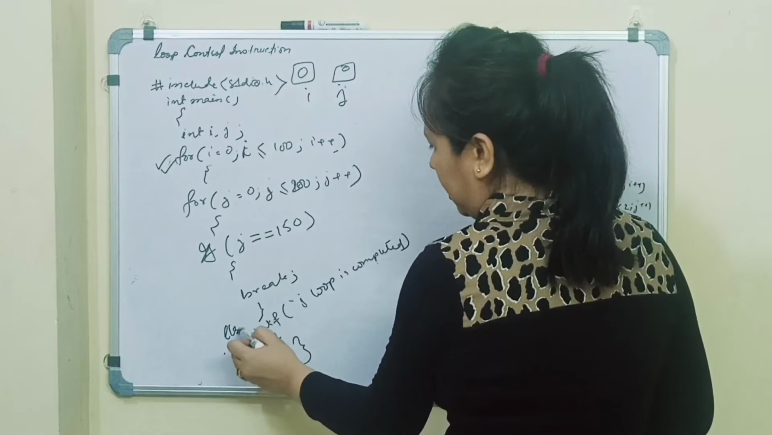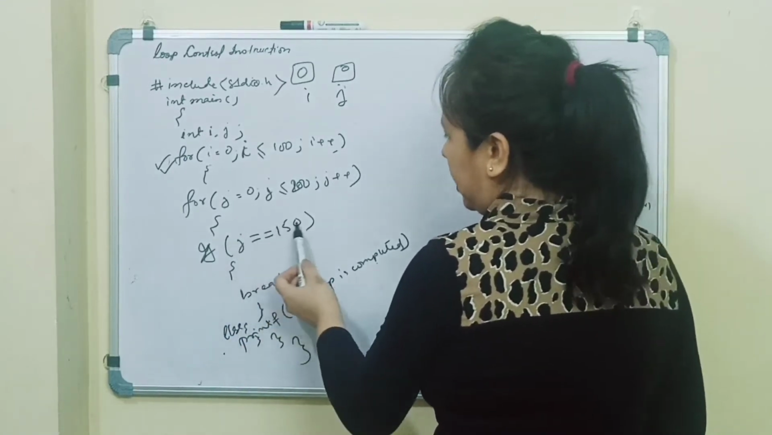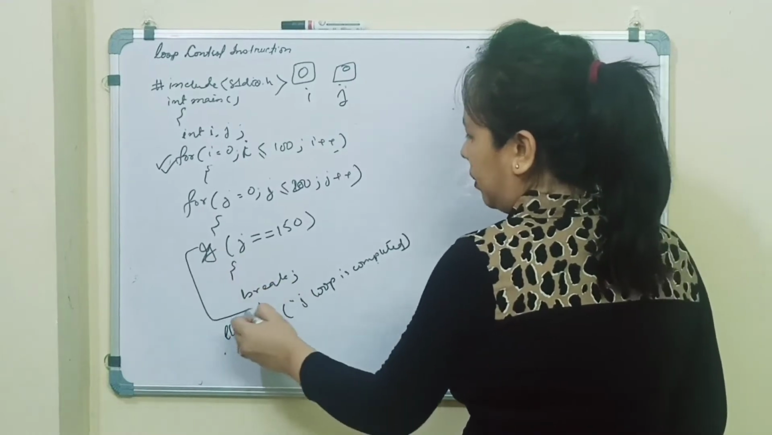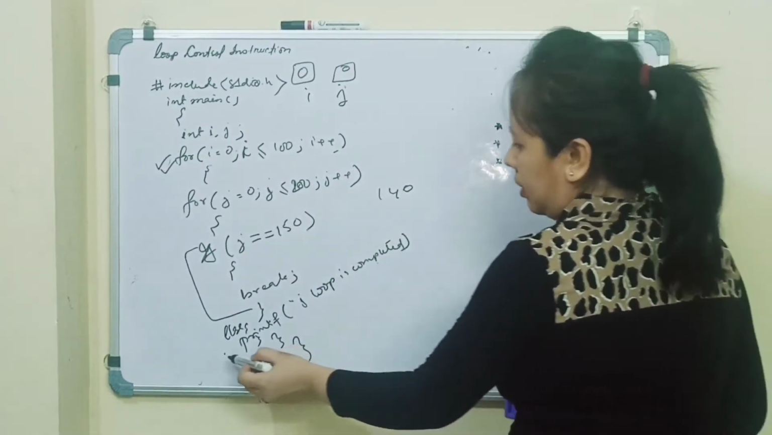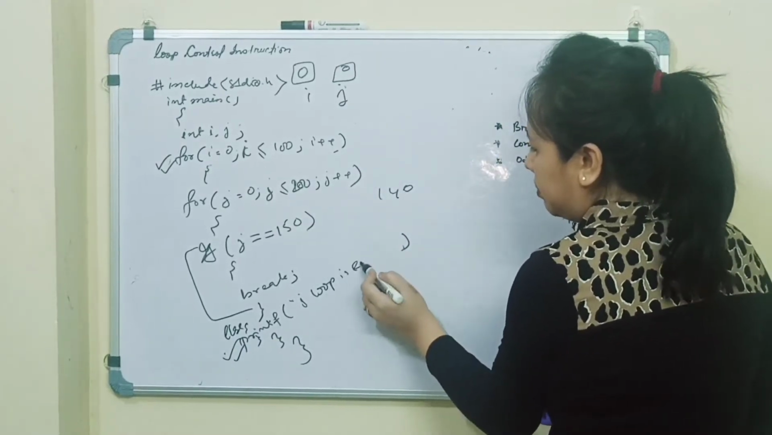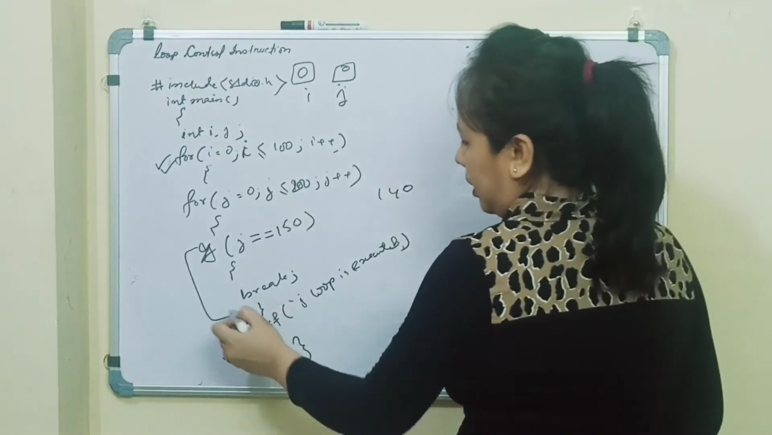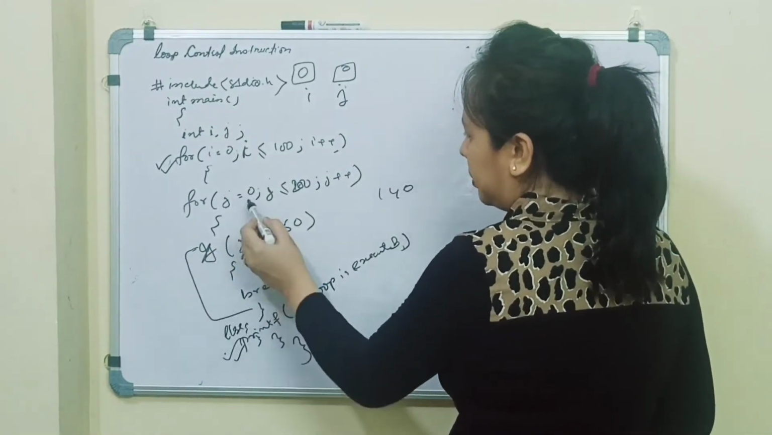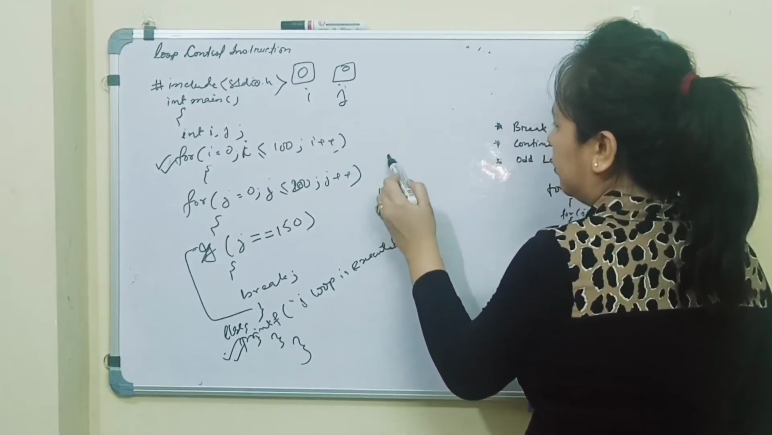Now this loop will be executed. If this condition is true, then break, else printf. So if j is not 150, this part will not be executed, for how many times? Until the value is 140. It will print "j loop is executed", "j loop is executed", "j loop is again executing".